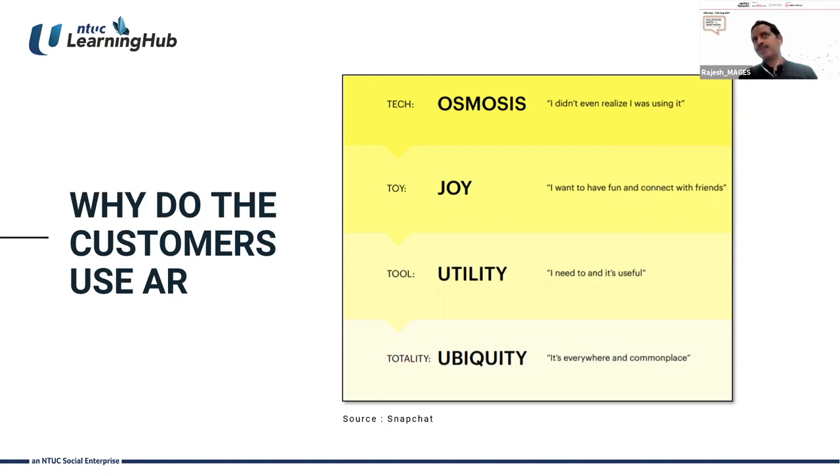There are a few people who have used Facebook filters but didn't notice that it was AR. When I teach someone, they say, oh, I didn't know that is called AR, okay? People didn't realize when they were using it. The second type is, I know what AR is, the Facebook and camera filters, and I will start sharing with my friends. That's how things get viral. The third is, I need to use it and it's useful. The last is, it's everywhere, it's commonplace, it's a habit. So these are four different phases of the customer journey: tech, toy, tool, and totality, okay?